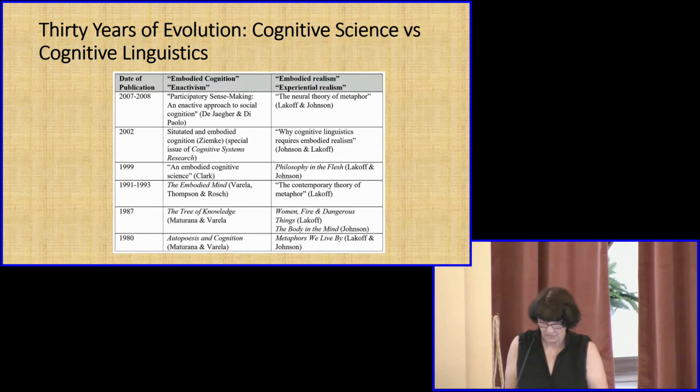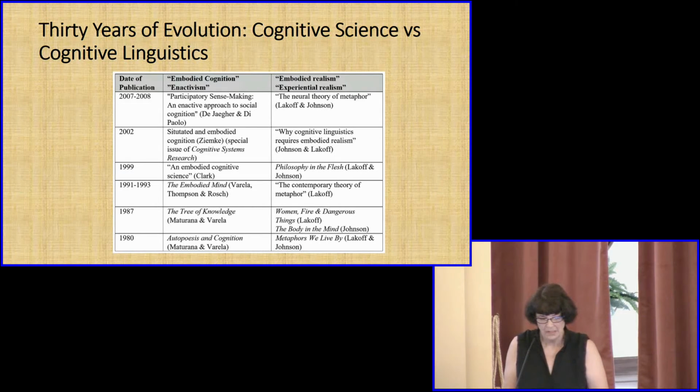But again, in Philosophy in the Flesh, you begin to see this hardening of the position that Lakoff and Johnson have. In 2002, we still are running across the same words, situated in embodiment, or talking about cognition as situated, about it being embodied. And this came out in a special issue of Cognitive Systems Research that was edited by Tom Ziemke. And we find, on the other hand, the same year, why cognitive linguistics requires embodied realism. In other words, it's now being imposed as the paradigm theory for all of cognitive linguistics.